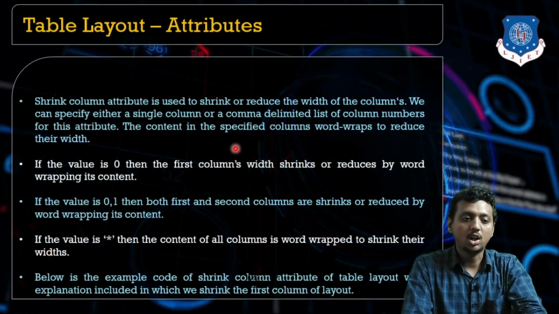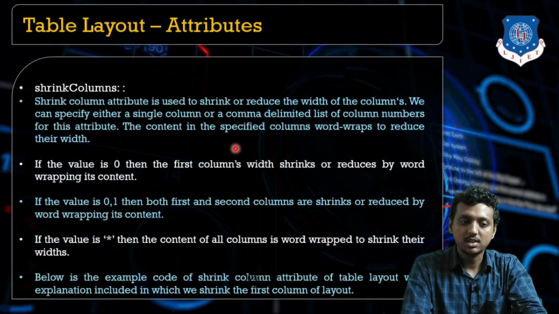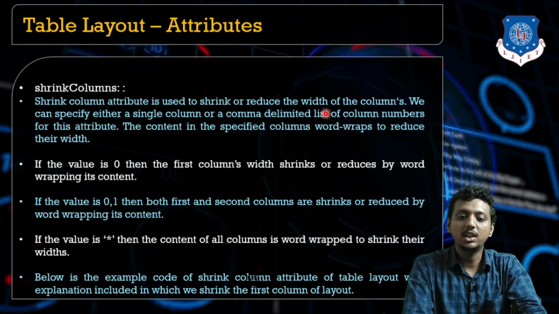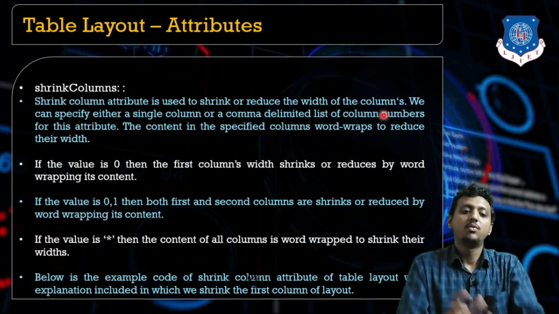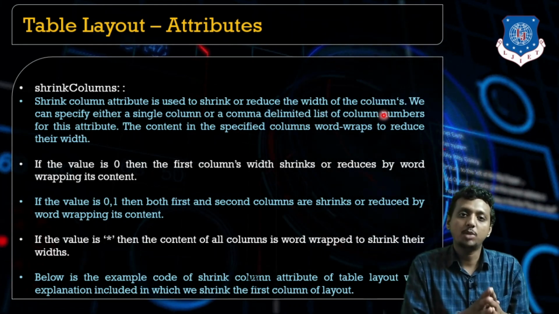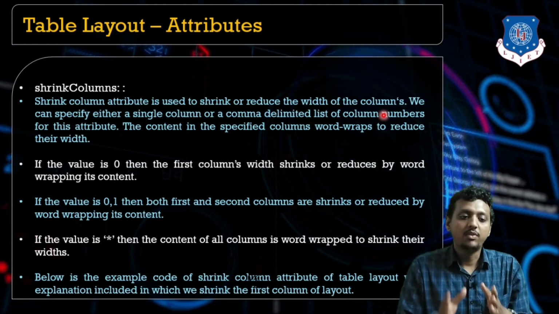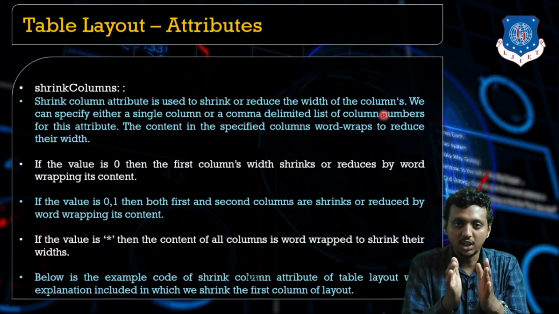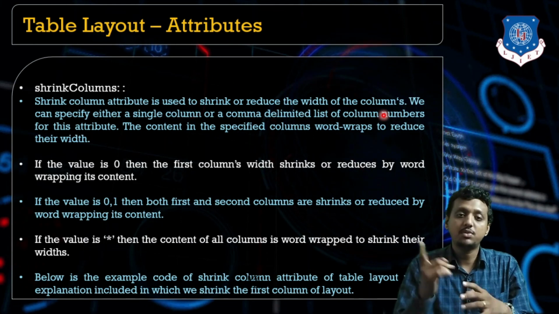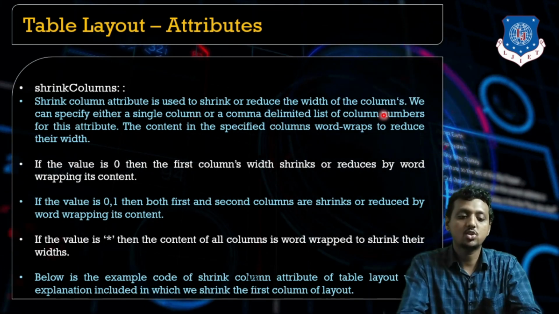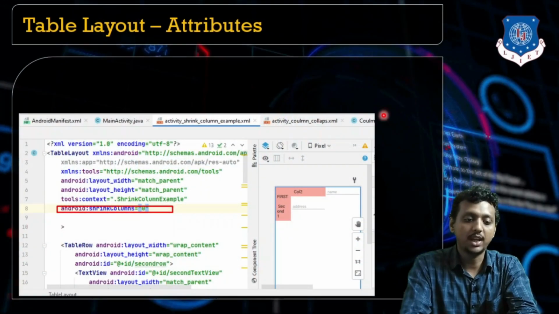Now, when we talk about the table layout, the shrink columns. The shrink column attribute is used to shrink and reduce the width of the columns. We can specify either a single column or multiple columns inside it. If the value is 0, that means the first column is shrunk down. If the value is 0, 1, that means the first and the second columns both get shrunk down. Let me show the output of that.